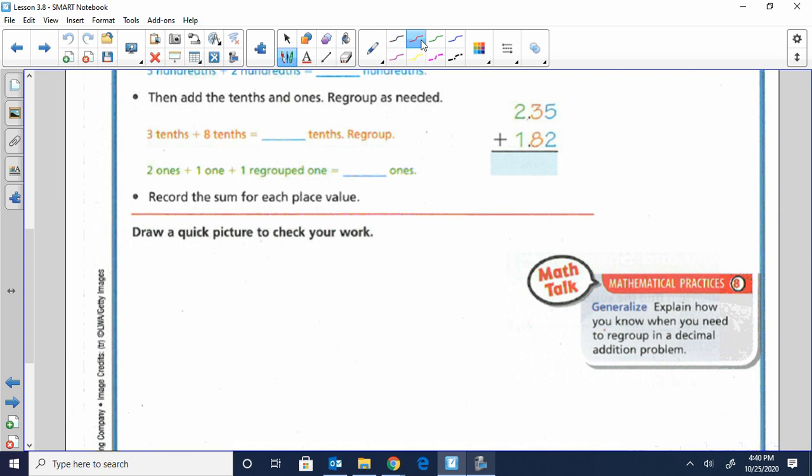Now, the first thing they've done is they have lined up the decimal points. So the 2 35/100ths and the 1 82/100ths, they've lined the decimal points up. What that's going to allow us to do first is to add the hundredths place together. 5 plus 2 equals 7. Then we're going to add the tenths place. 3 plus 8 equals 11. We're going to carry our 1 to the ones place.